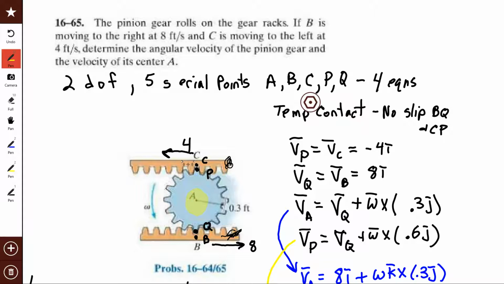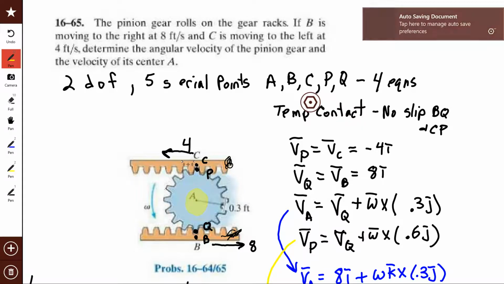But maybe that confuses you. So start on the bottom gear. Doesn't matter where you start, you should come up to the same. And if you're confused, start on the top, count it, start on the bottom, count it, start in the pinion, count it. It's 2 degrees of freedom. Is everybody okay with the fact that it's 2 degrees of freedom?